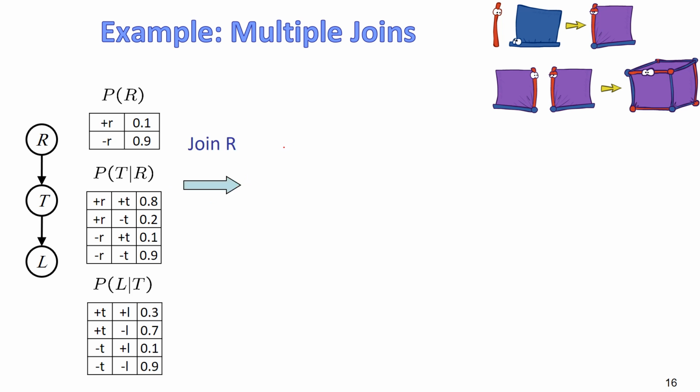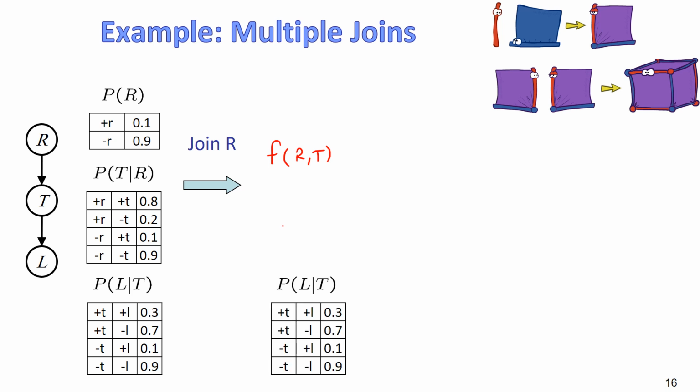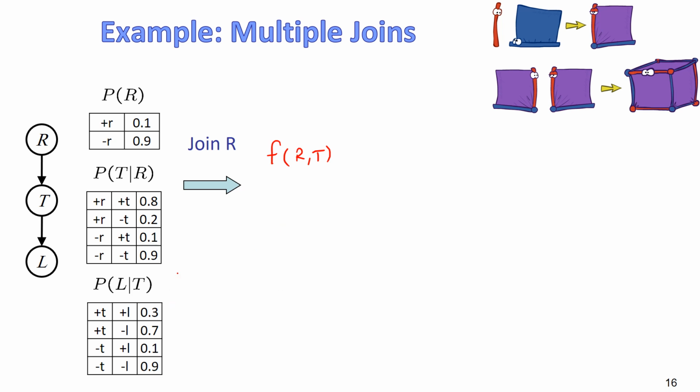When we join on R, we get a factor that has R and T. So that's the same thing that we did in the previous example. Now, just one point before we do this. So generally, when we join on a variable, we first, among the factors that we have currently, select the factors that involve that variable.